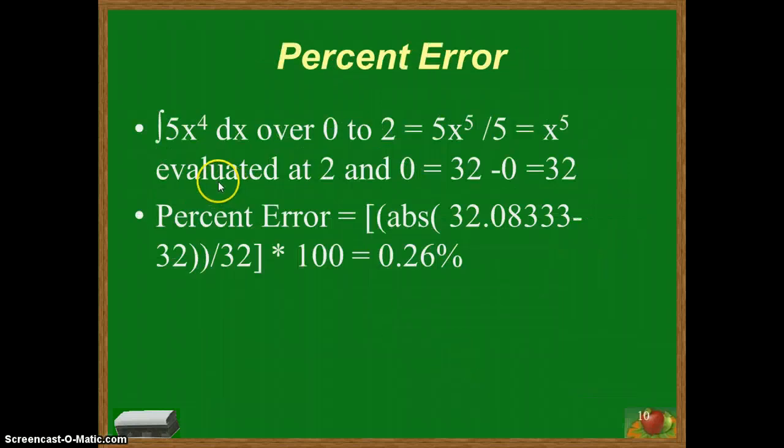We could also do percent error. When I actually evaluate the integral, I get 32. Percent error gives me 0.26%, which was a little bit lower than trapezoid for the same function. In both these methods, you would think that the higher n is, the closer your estimate is to the true value. And that's true. The more finely you divide the interval, the better your estimate's going to be, the less error. Okay?